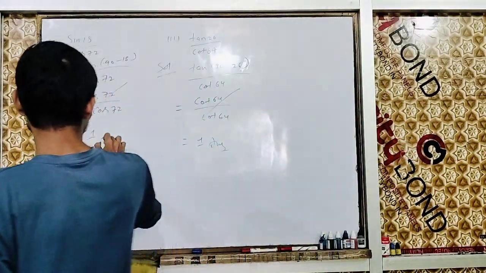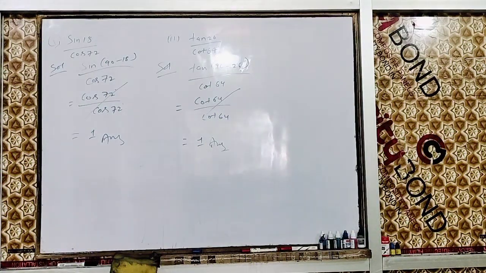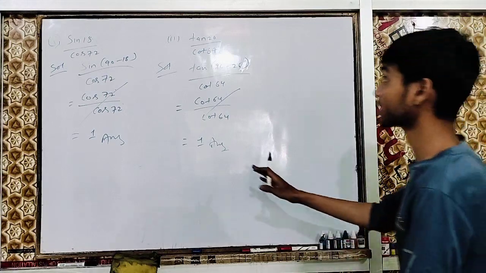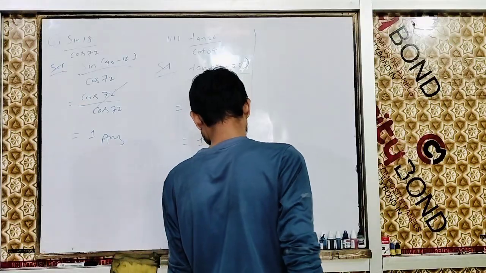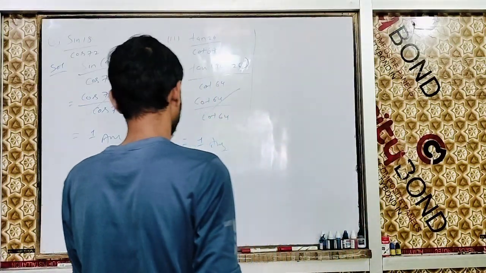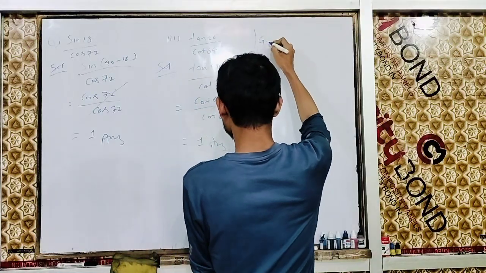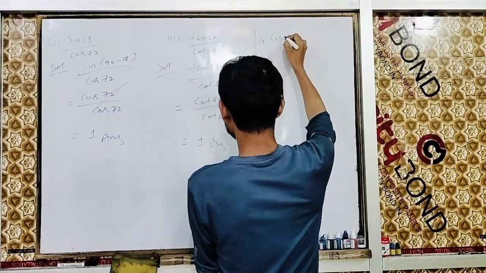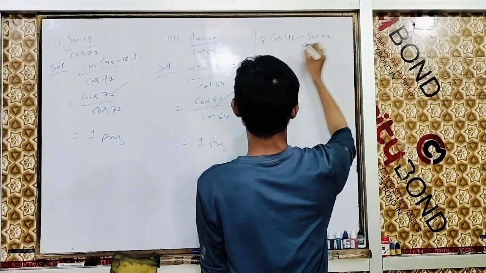Did you face any kind of problem? No? If you know, then okay, you can move forward. Next I am going to write one which is a little bit different. This was in division. Now what if you have an equation based on complementary angles which is in difference. Cos 48 minus sine 42.